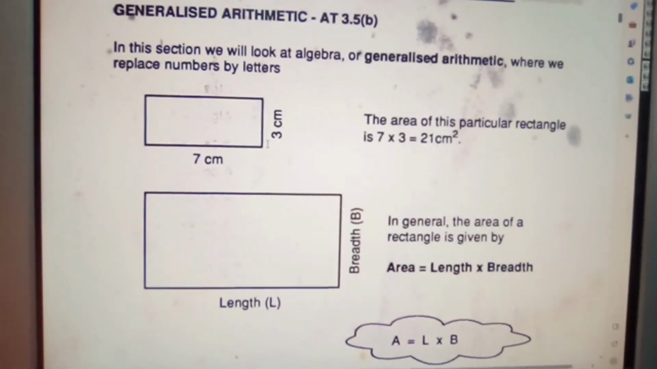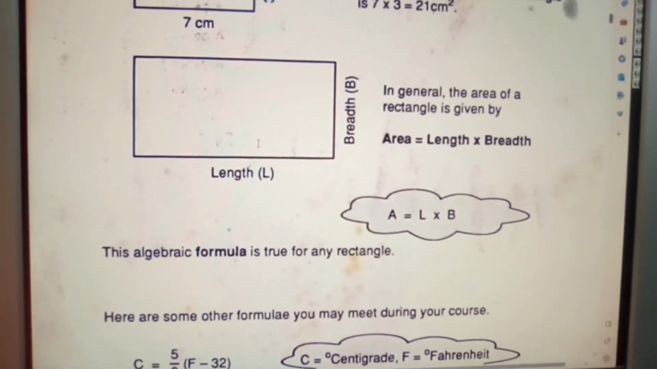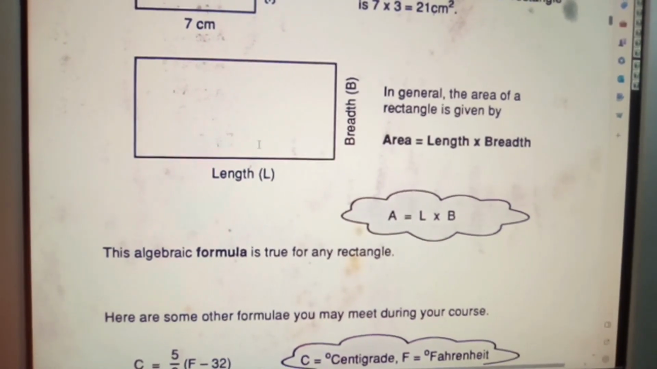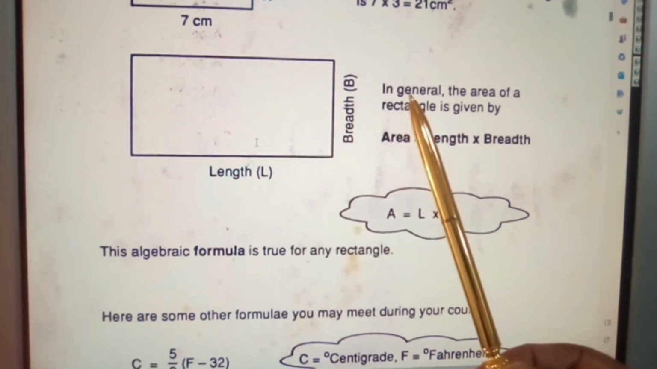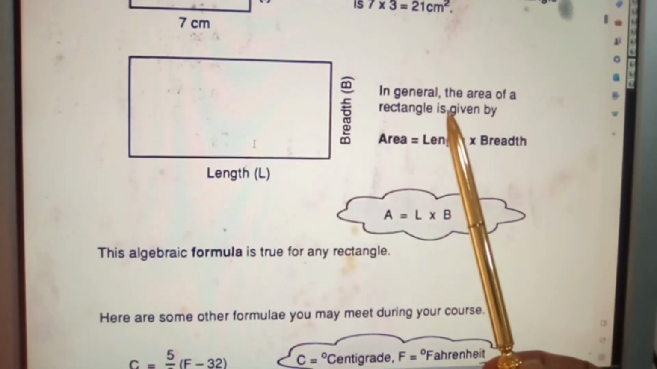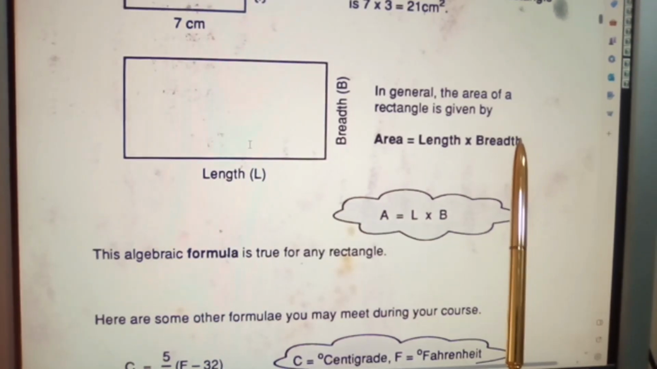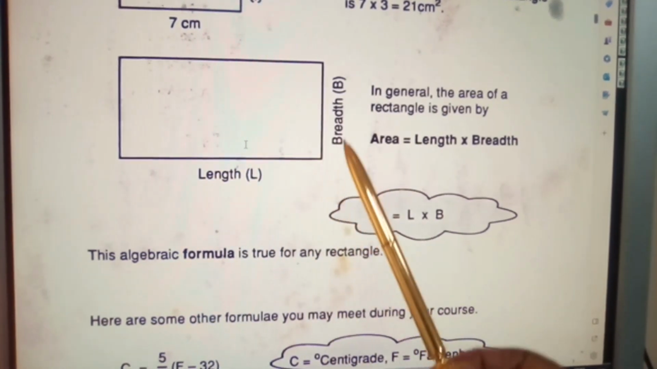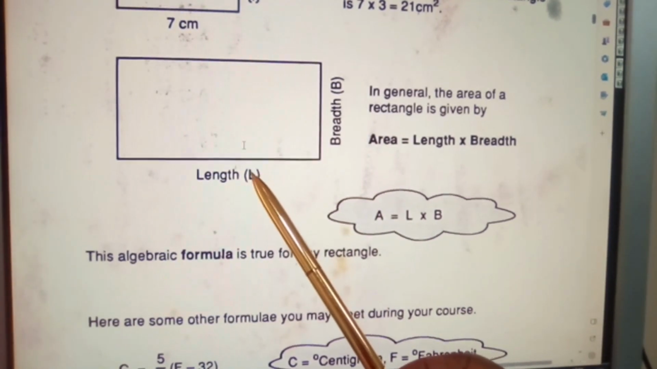Now, if we wanted to represent that same rectangle, we can represent it in a general format. In general, the area of a rectangle is given by area equals length times breadth. Length L, breadth B. And you already see here we have letters here already.